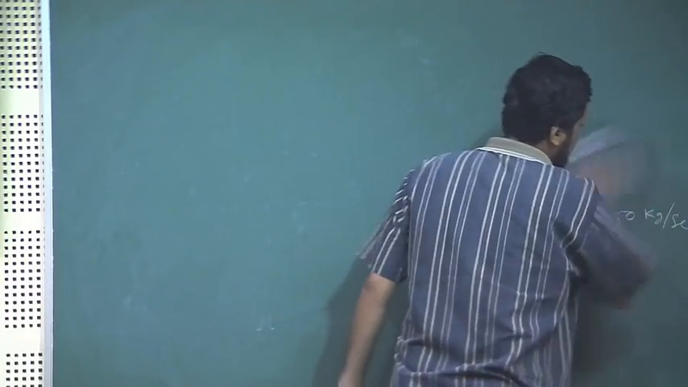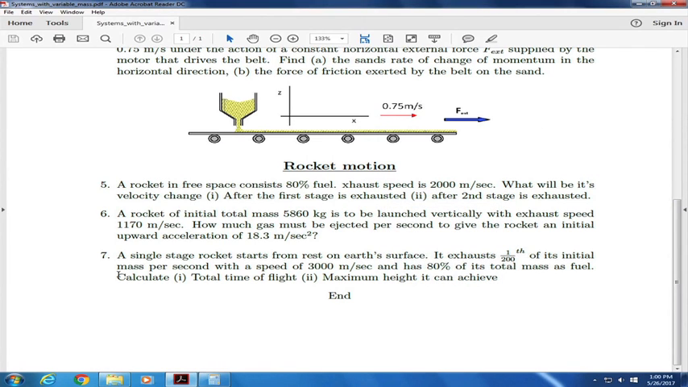So, we move to our next problem, which will be the last problem for rocket motion and systems with variable masses in this class, but of course, you will have to solve the assignment. Okay. So, the problem is a single stage rocket starts from rest on Earth's surface. It exhausts 1/200th of its initial mass per second with a speed of 3000 meter per second and has 80% of its total mass as fuel. So, we have to calculate the total time of flight and maximum height it can achieve.